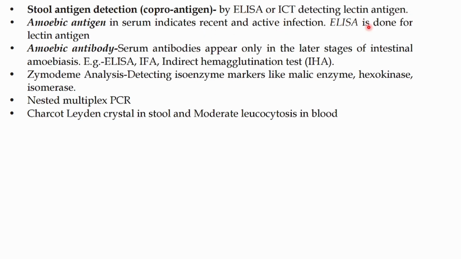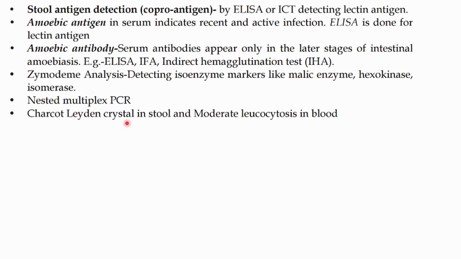Detecting lectin antigens, amoebic antigen in serum, indicates recent and active infection. ELISA is done for lectin antigens. For amoebic antibody, serum antibodies appear only in the later stage of intestinal amoebiasis, for example by ELISA, IFA, and indirect hemagglutination test. We have zymodeme analysis, detecting isoenzyme markers like malic enzyme, hexokinase, and isomerase.